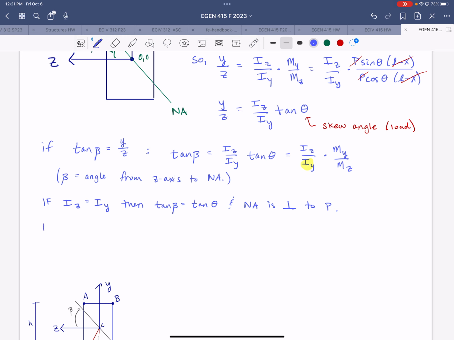All right, so then if Iz is greater than Iy, which is a common configuration for beams, then beta is greater than theta, and then it follows, of course, the converse. If Iz is less than Iy, then beta is less than theta.